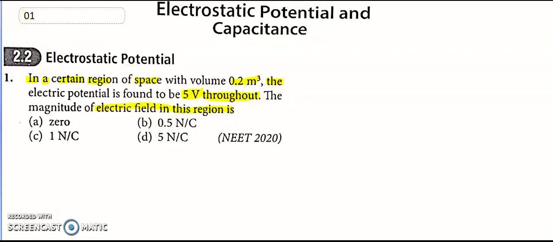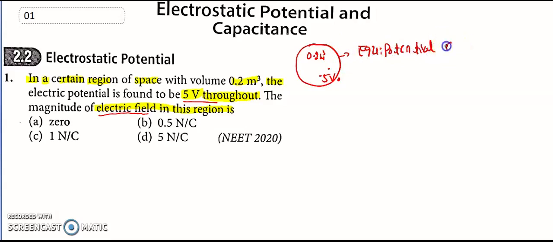So what is the electric field? This is the 0.2 meter cube of volume, and the potential is 5 volt throughout the surface. So 5 volt means this is called which surface? This is called an equipotential surface. Equipotential surface means the potential remains constant throughout the surface.